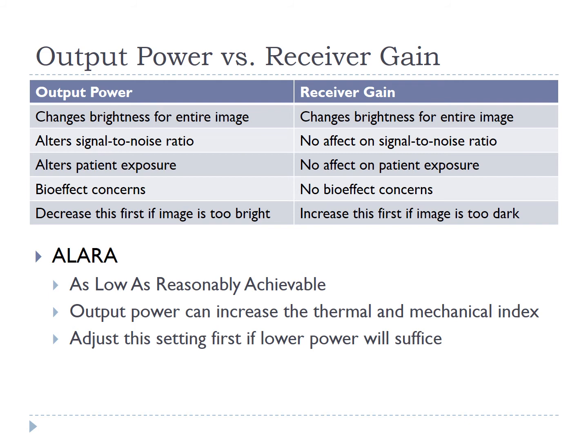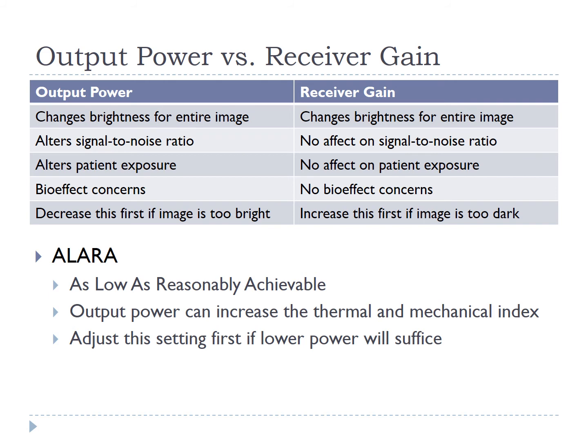As I mentioned before, you do not want to confuse output power gain with receiver gain, which is that knob on our machine that says gain and makes our pictures brighter or darker. So as a rule, we should always reduce our output power first and then adjust the 2D gain.